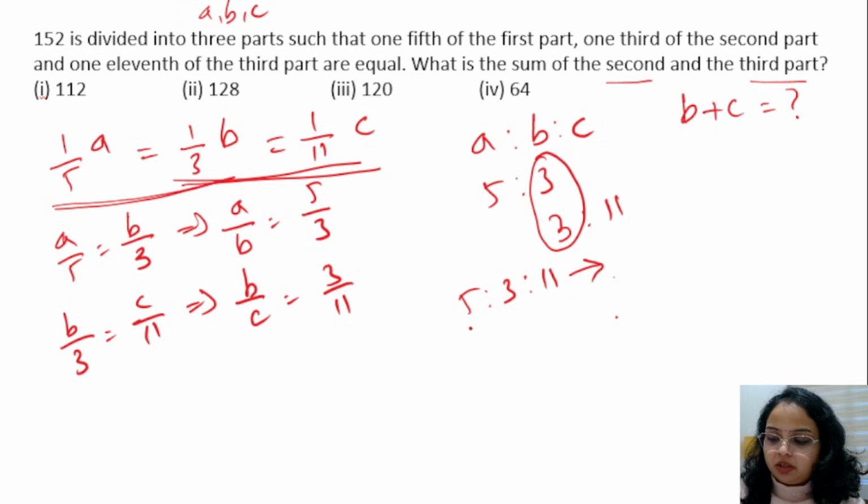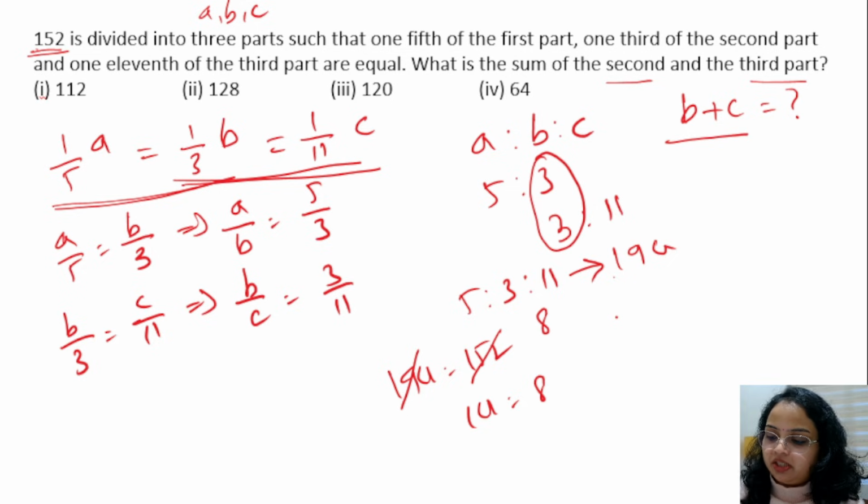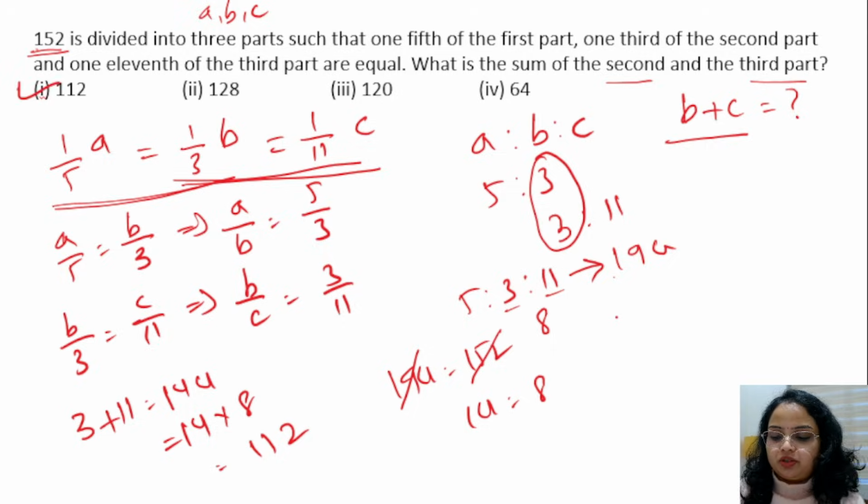What are the total number of units here? 19 units. Okay, 19 units is equal to 152. So 1 unit is equal to what? 8. Okay, 1 unit is equal to 8. We have to find B plus C. What is B here? B is 3 and C is 11. It is 3 plus 11, it is 14 units. Okay, it is 14 into 8. It is 112. Okay, first option.